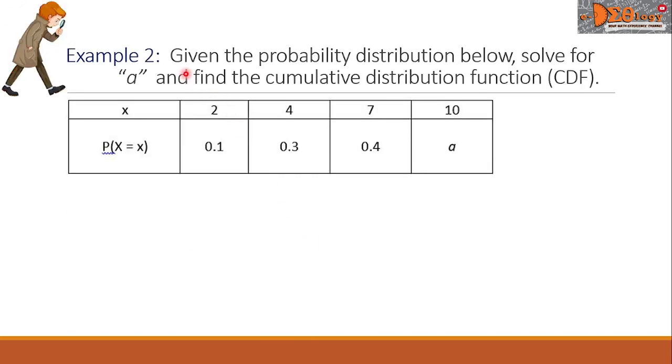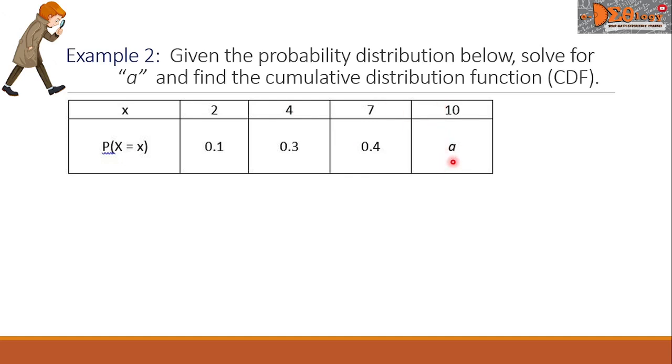Example 2. Given the probability distribution below, solve for A and find the cumulative distribution function, or the CDF. In the first row, here are the values for x, namely 2, 4, 7, and 10. The second row is for the probability, we have 0.1 when x is 2, 0.3 when x is 4, 0.4 when x is 7, and value A when x is 10.